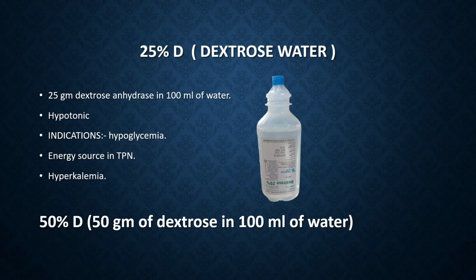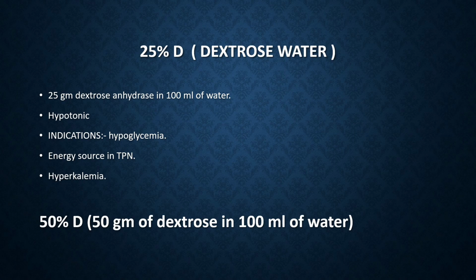Along with intralipid or amino acids during total parenteral nutrition, we should give 25% dextrose water as an energy source. We can also give D25 for the correction of hyperkalemia. In the D25 we can add 10 unit of plain insulin, and it shifts the potassium from the intravascular space to the intracellular space and the potassium level is reduced. The other fluids are 50D, or 50% dextrose water, and 10D, or 10% dextrose water. 50% dextrose water contains 50 gram of dextrose in 100 ml of water and 10D contains 10 gram of dextrose in 100 ml of water.